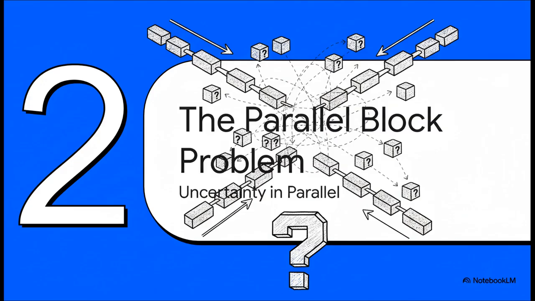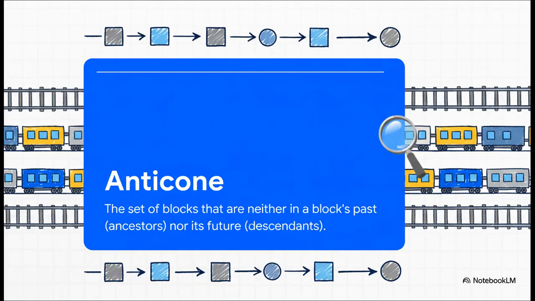It raises a tricky question. How in the world do you handle blocks that are neither in the past nor in the future of each other? And here we get to the key term for today, the anticone.